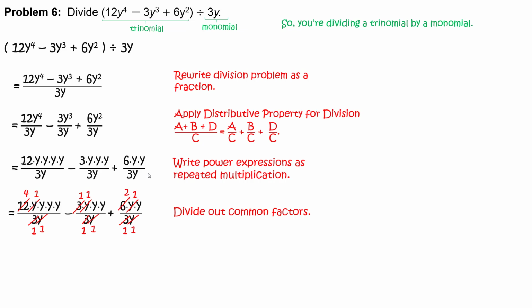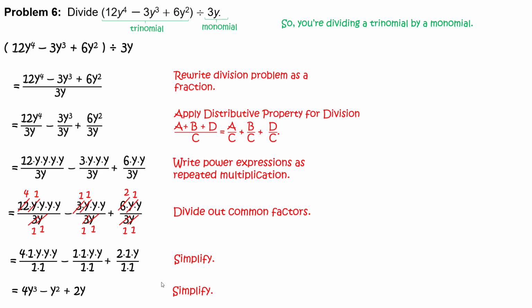And a y, you get a 1. All right, so simplify. You get 4 times 1 times y times y times y divided by 1 times 1, and so on. Okay, so you get 4y cubed minus y squared plus 2y. Resist the temptation to keep on simplifying this.